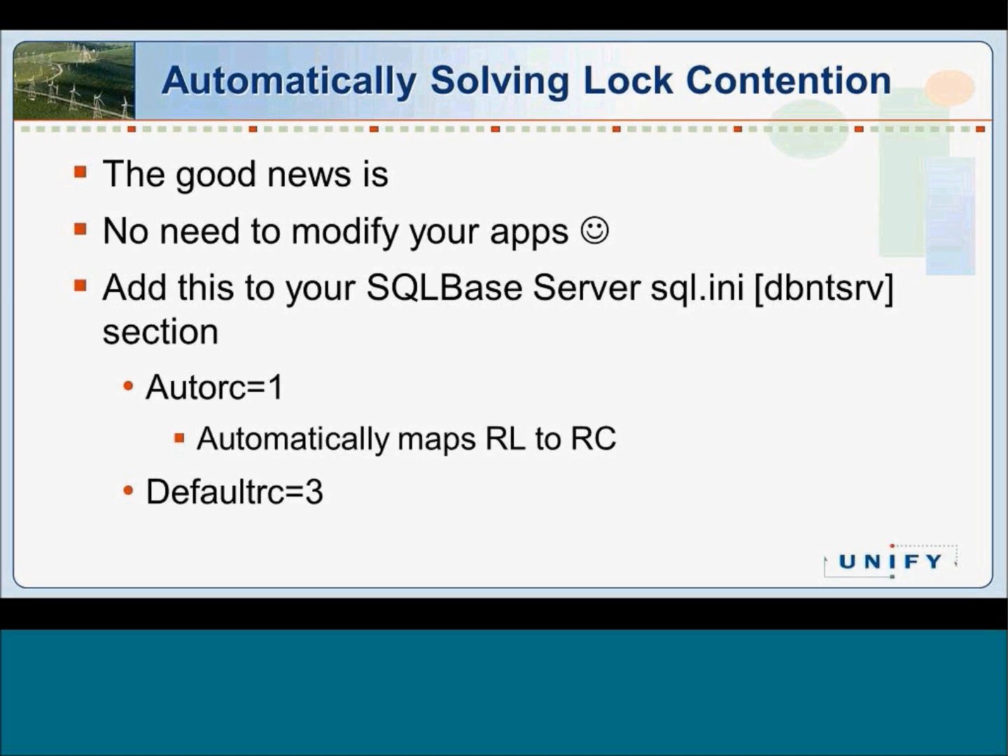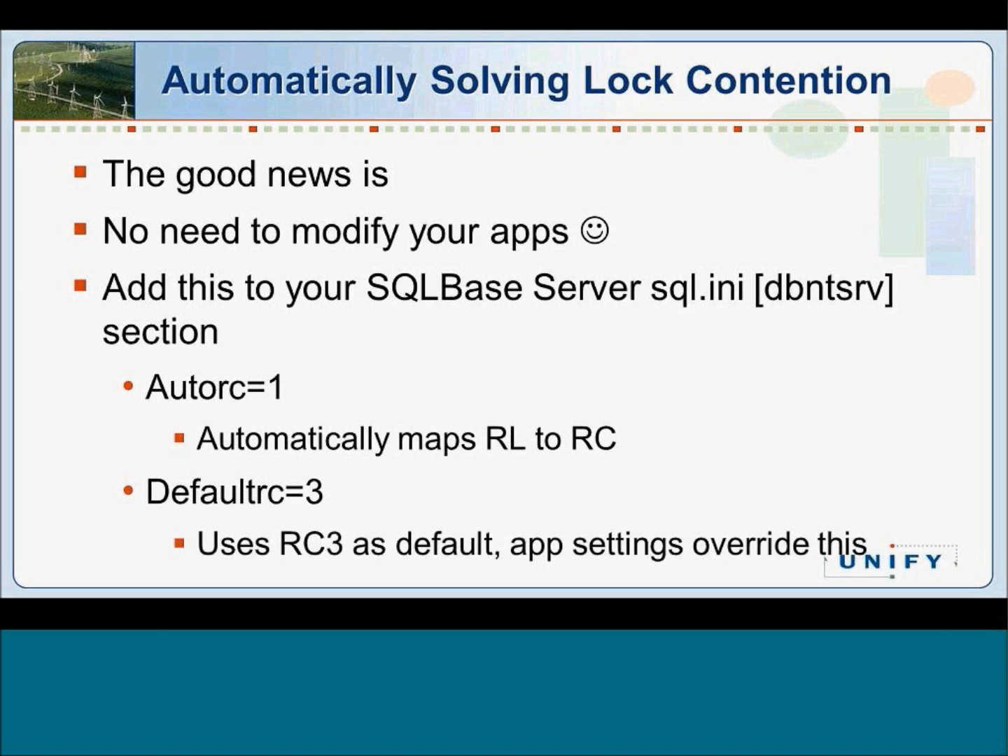And default RC equals 3. This is the finest granularity of the history data that you would get. So this one makes sure that as quickly as possible you will see updated history data in RC isolation level when reading data. So these 2 lines in your SQL.ini file will make your database fly if you have a lot of locking contention going on.